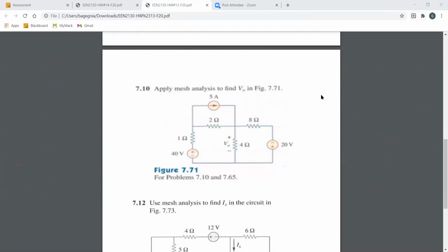Okay, mesh analysis. So here's loop number 1, whatever you call it. You call this 1, this 2, and this 3. Okay, let's start with the easiest one, I3 equals what? 5. Okay, square this, put it somewhere here.